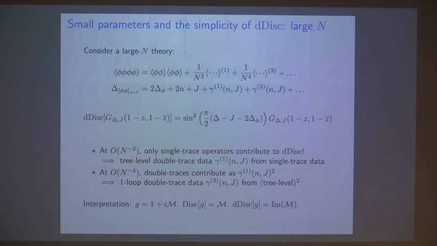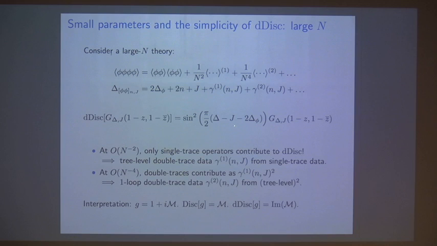So in this setting, we can organize operators into single traces and multi-traces. And the double trace operators in particular have some zeroth order dimension, plus a tree level anomalous dimension, a one loop anomalous dimension, and so on. Now, the key observation is that if we study the double discontinuity of a T-channel block, we're instructed to do some sum of analytic continuations of the block, and out pops this factor. And this factor means that most of the states at leading order don't contribute to the double discontinuity.